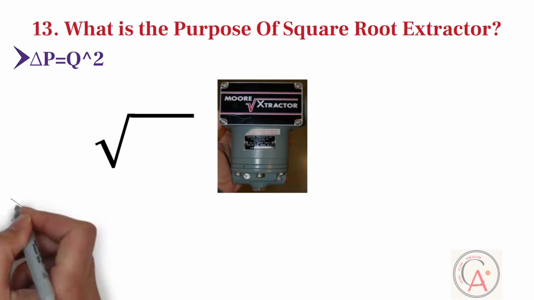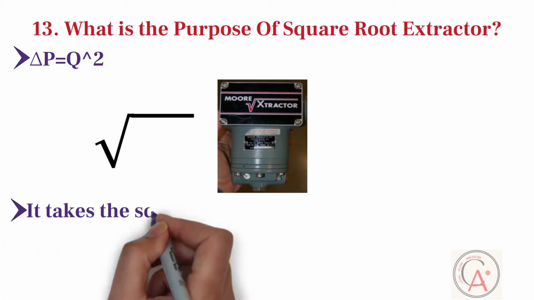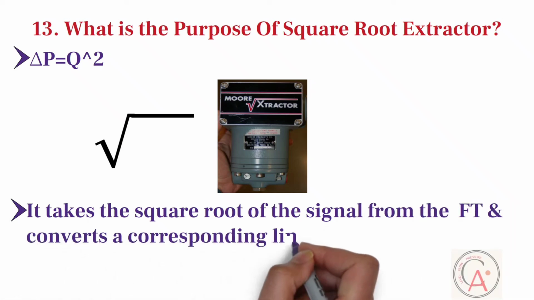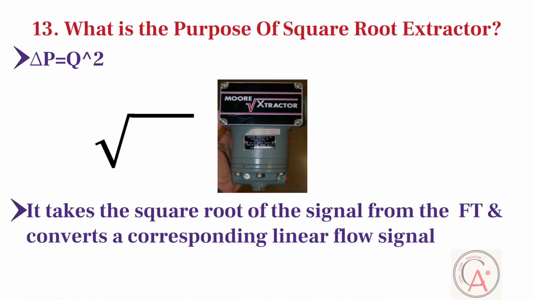Square root extractor is a function or device, which takes the square root of the signal from the flow transmitter, and converts to corresponding linear flow signal. Let's go to next question.